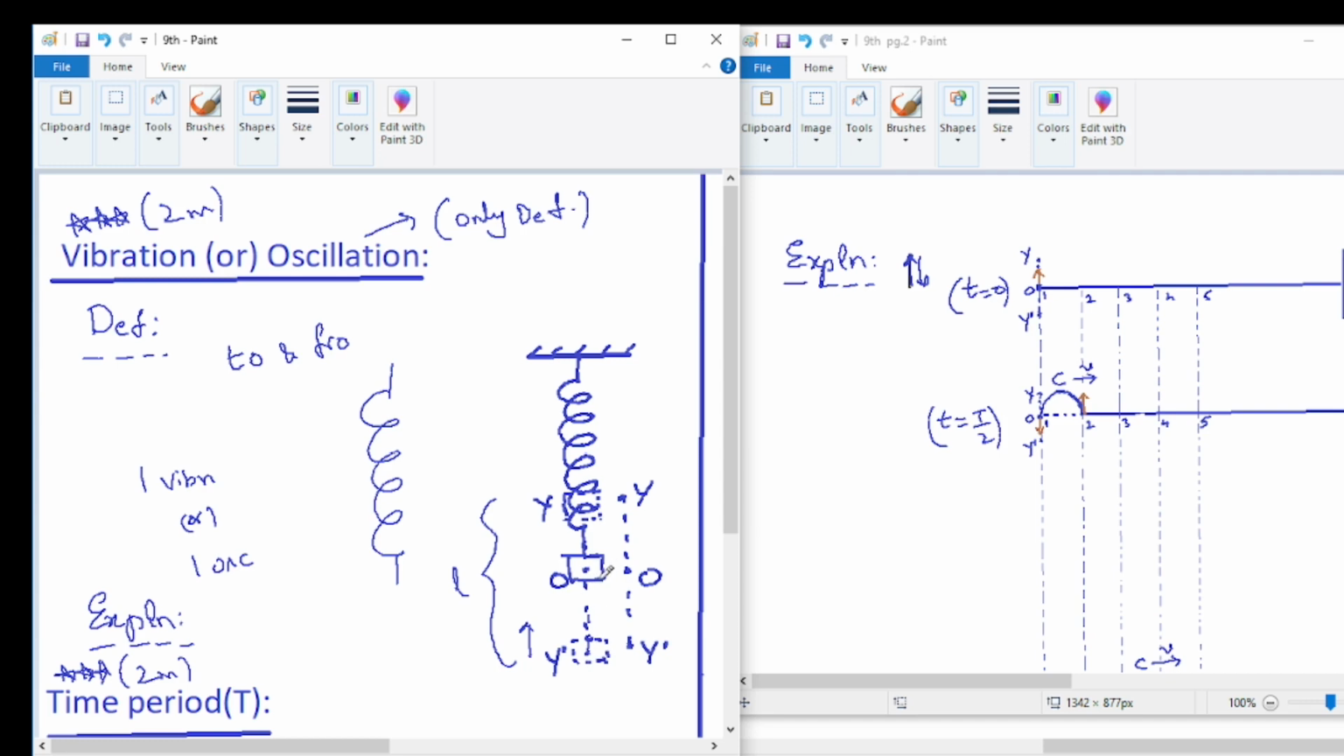For convenience, because it's taking place only in the lower half of the vibratory motion path, the vibratory motion path is L, or Y O Y dash. It's taking place exactly in the lower half, L by 2. That's why it is also called the lower half of the vibration. So the upper half and the lower half of the vibration always take what time? T by 2 and T by 2. So the total vibration will be T.